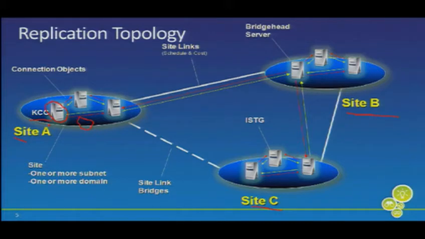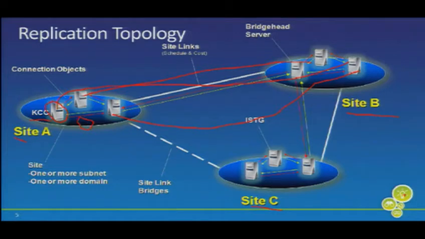So the KCC creates a connection object so that replication can happen between domain controllers. And if you see here, not all the domain controllers are talking to all the domain controllers in the other site. What we do is we elect one of the servers as a bridgehead server in one particular site. Who does that? We have a process called ISTG, the Inter-Site Topology Generator.